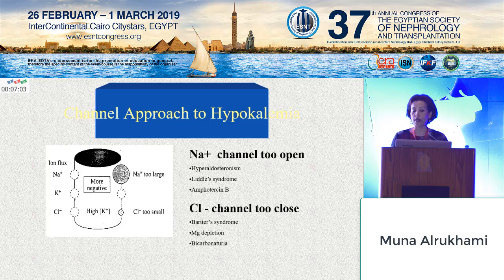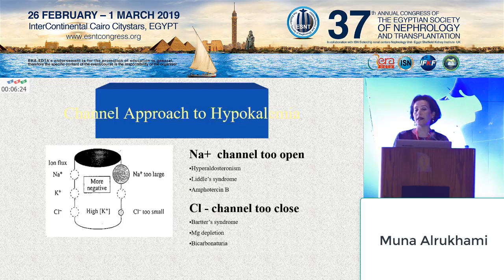The other cause of hypokalemia is when the chloride channel is too closed. You find chloride channels too closed in Bartter syndrome, in Gitelman syndrome, in magnesium depletion, and if there is more bicarbonaturia in the urine. Bartter syndrome and Gitelman syndrome are genetic disorders. The difference is that in Bartter syndrome the defect is in the ascending loop of Henle. So these patients act as if they have received furosemide as a diuretic. They will have hypokalemia, metabolic alkalosis, and they will be extracellular volume depleted. They will not be hypertensive.